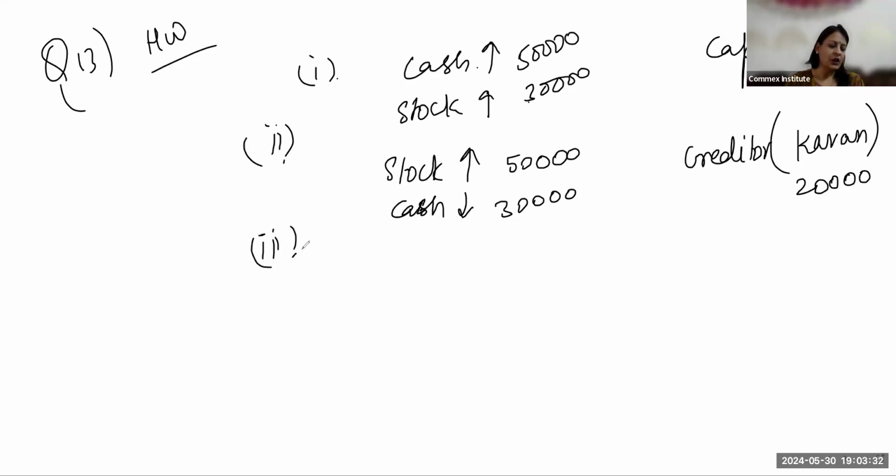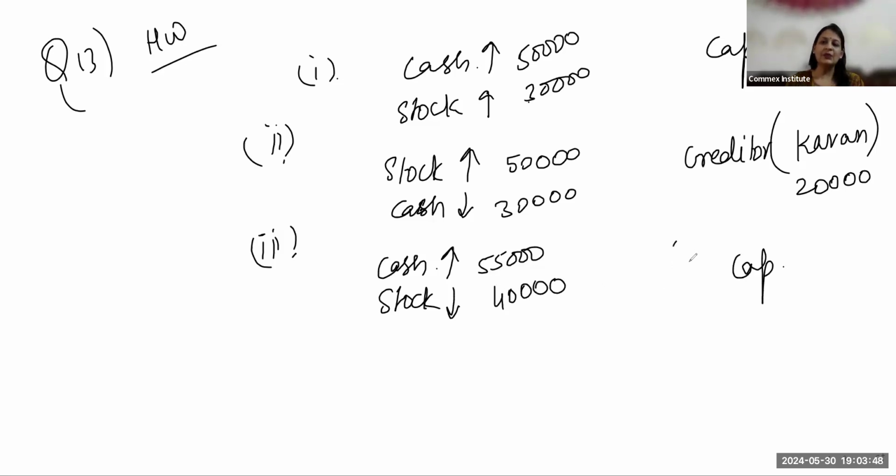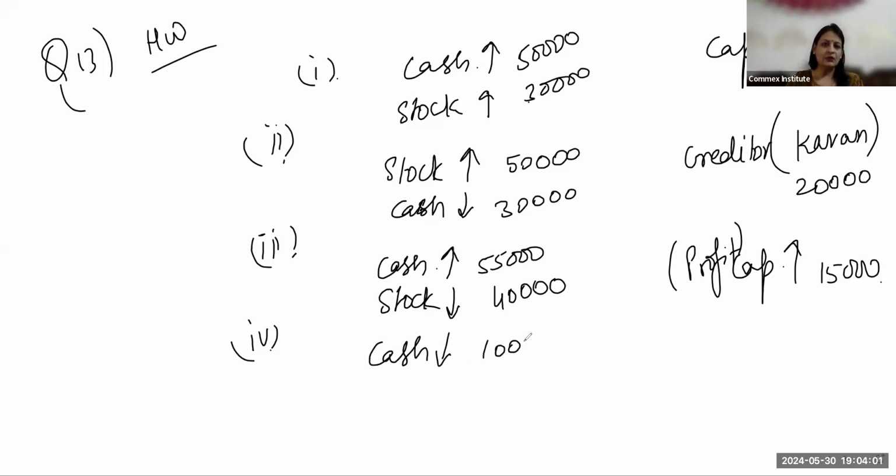Third transaction, goods costing 40,000 was sold for 55,000. So cash will increase by 55,000. Stock will decrease with the cost price 40,000. And capital will increase with the profit of how much? Of 15,000. Then fourth transaction, withdrew cash for personal use. So cash will decrease with 10,000. And because it is drawing, capital will decrease with 10,000.